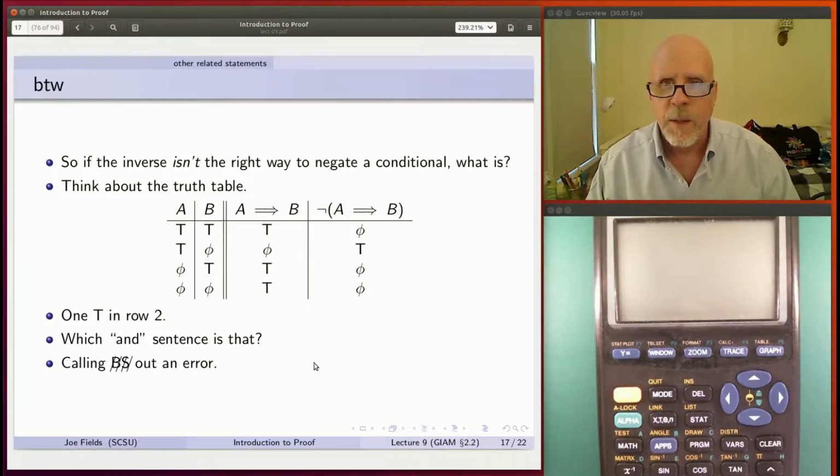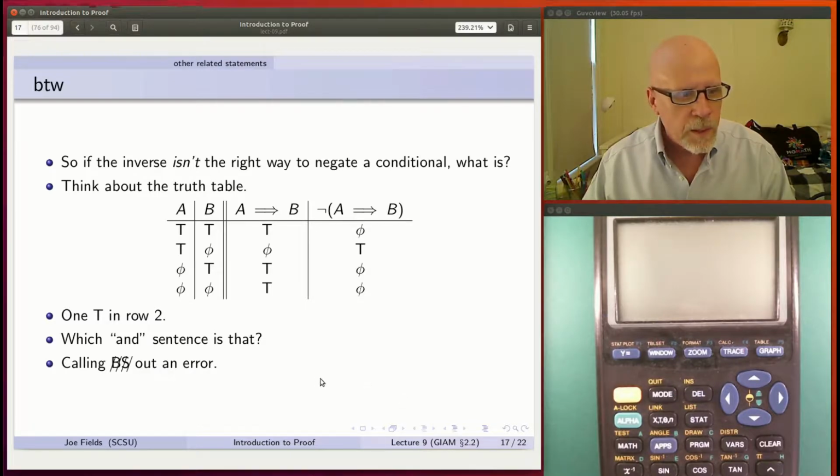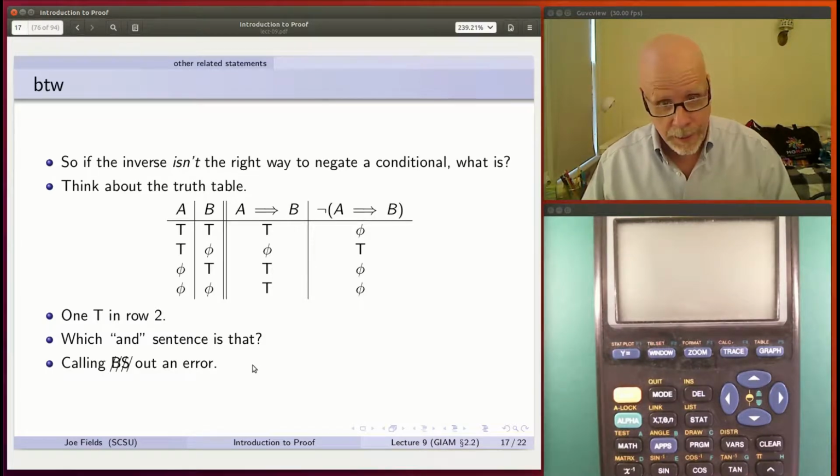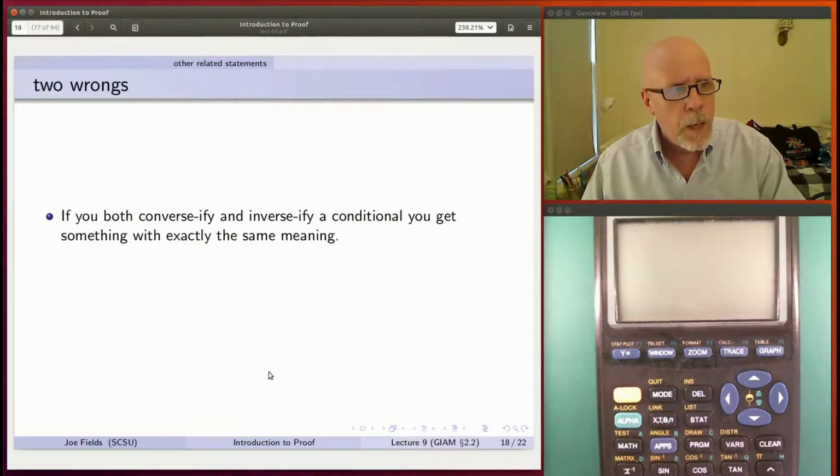Now, actually, I better stop this right now. I really don't recommend you adopting a threatening tone with your professors like that. It'll cause trouble. So just take it that I was trying to be funny. This is like math professor humor here. So you call out BS on an if-then by saying the if part was true and the then part wasn't. That's how you call it out.